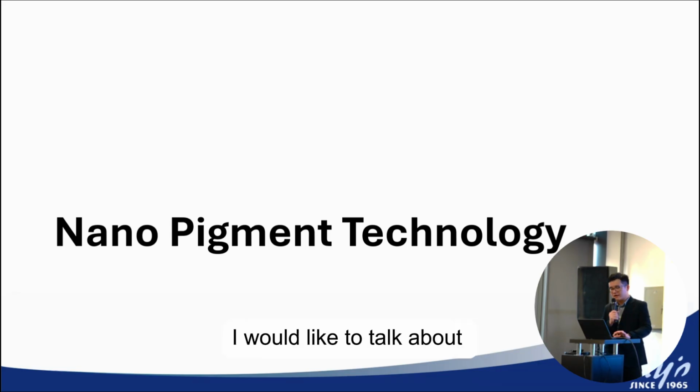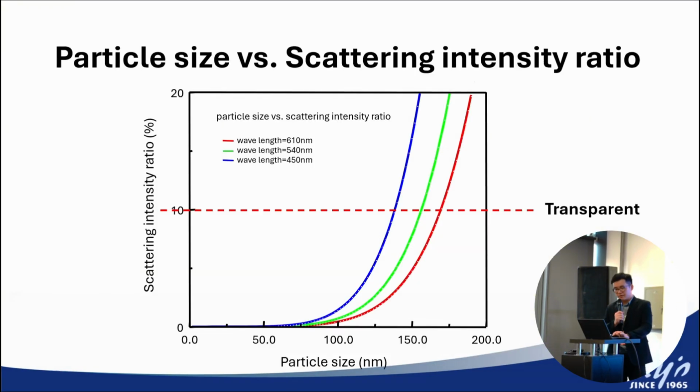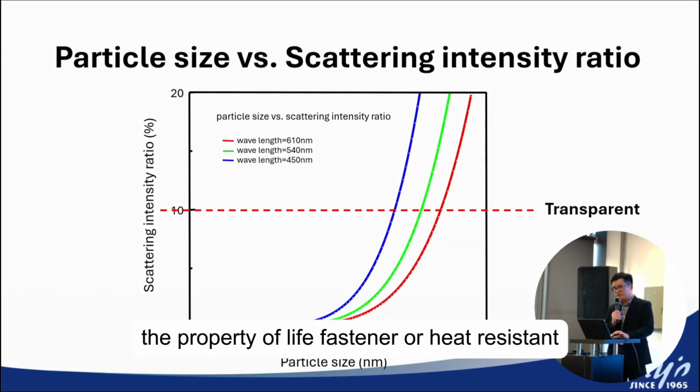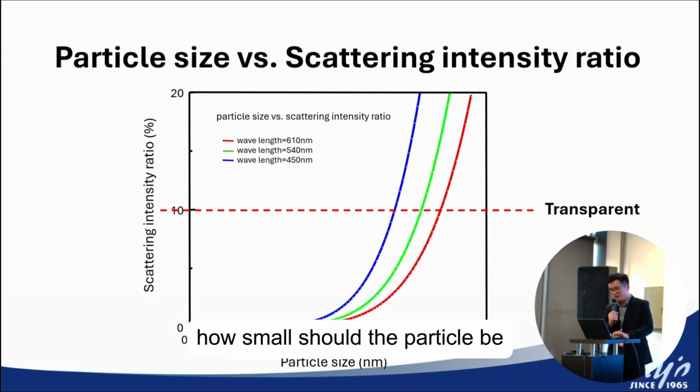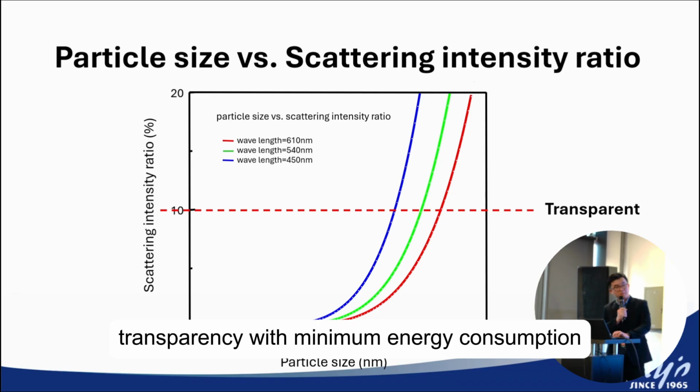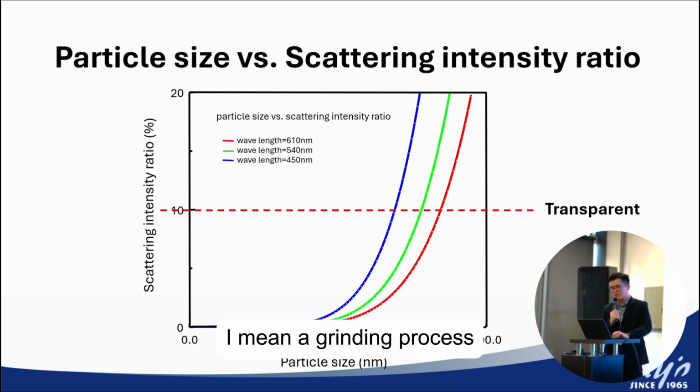So before moving on, I would like to talk about the nanopigment technology that we are using at the moment. When we nanolize the pigment, we want to achieve high transparency while maintaining properties of light fastness or heat resistance. How small should the particle be? And what's the ideal particle size that gives transparency with minimum energy consumption in the grinding process?